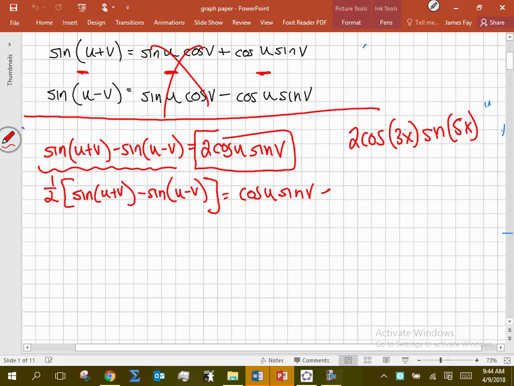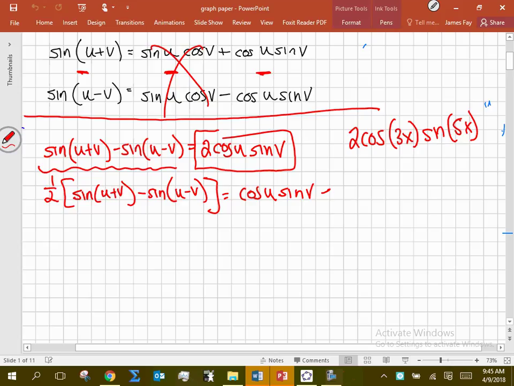So there I could rewrite this, if I'm looking at that 2 cosine 3x sine 5x, I could write it as sine of 8x minus sine of negative 2x. Does that make sense?